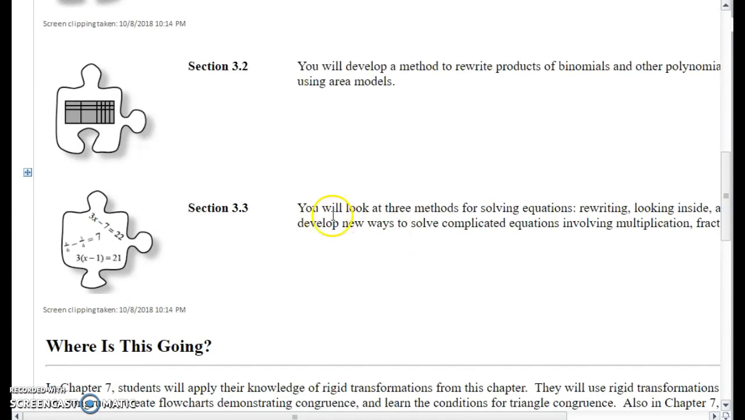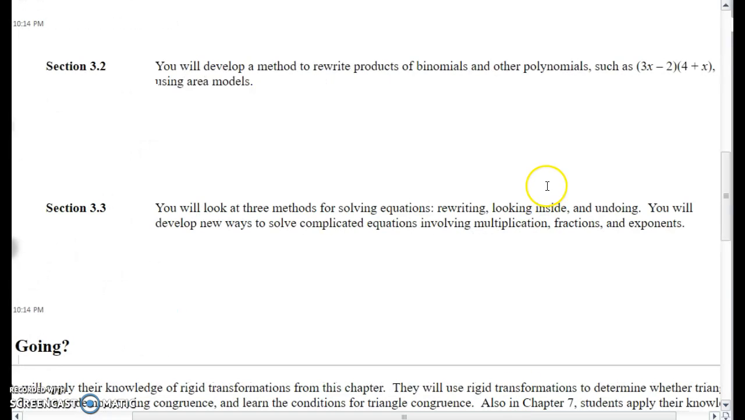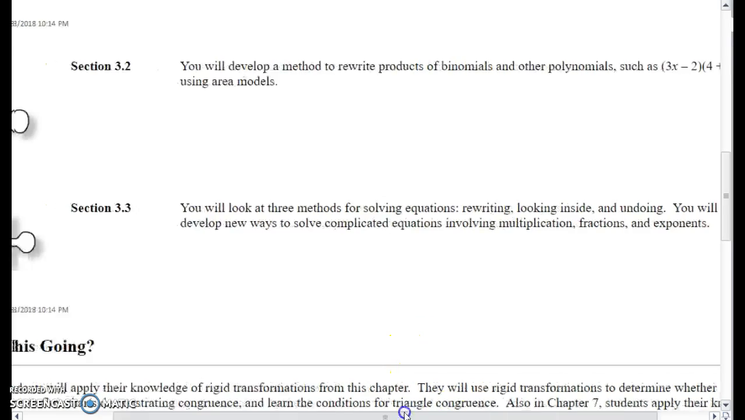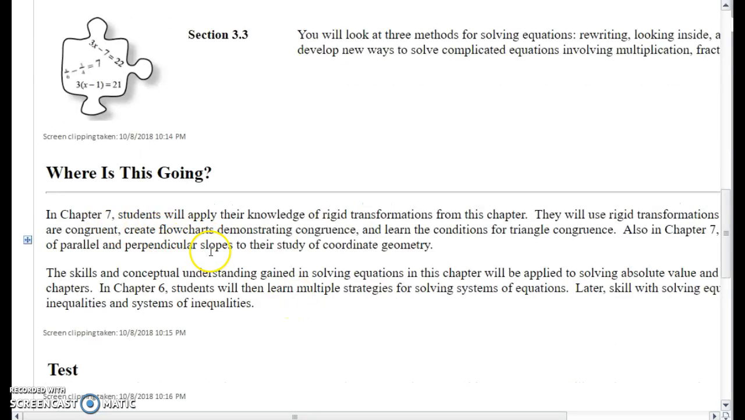And lastly, we will look at three methods for solving equations. These methods include rewriting, looking inside, and undoing. And we'll develop some different ways to solve complicated equations, and that include multiplication, fractions, and exponents. So what this is all building up to is that in Chapter 7, we'll apply the knowledge that we will gain between now and then of rigid transformations to that chapter.